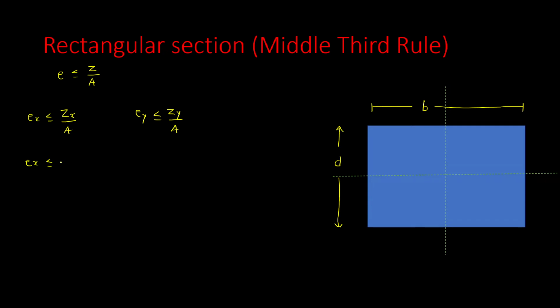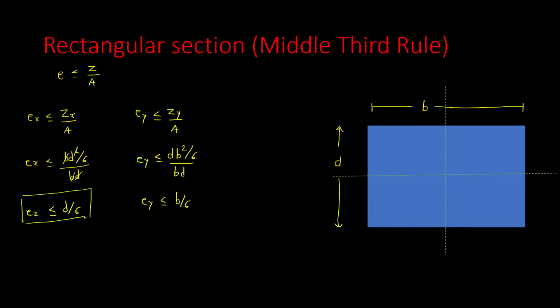Substituting the values of zx, what is the value of zx for rectangle? It is bd square by 6. Area is b into d. Here it will be d b square by 6 divided by bd. This b will get cancelled, d and d square will get cancelled, so ex should be less than or equal to d by 6. Similarly ey should be less than or equal to b by 6. So these are the range of eccentricity for rectangular section.